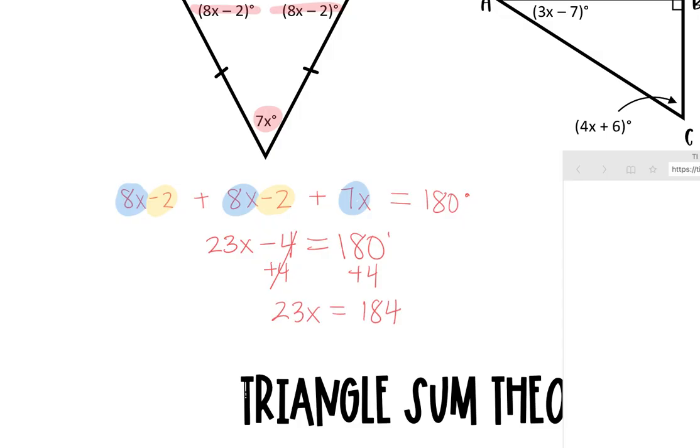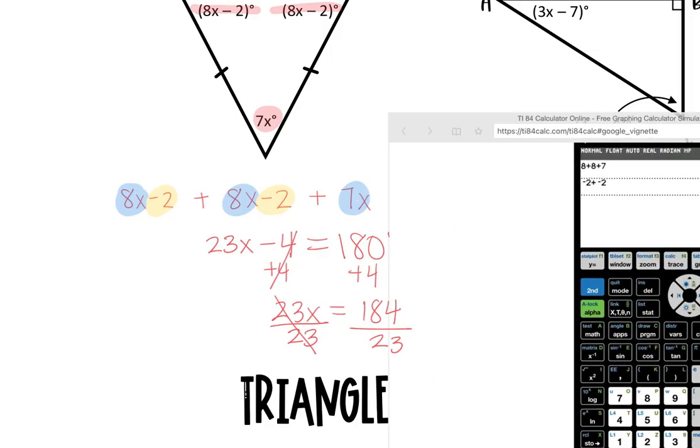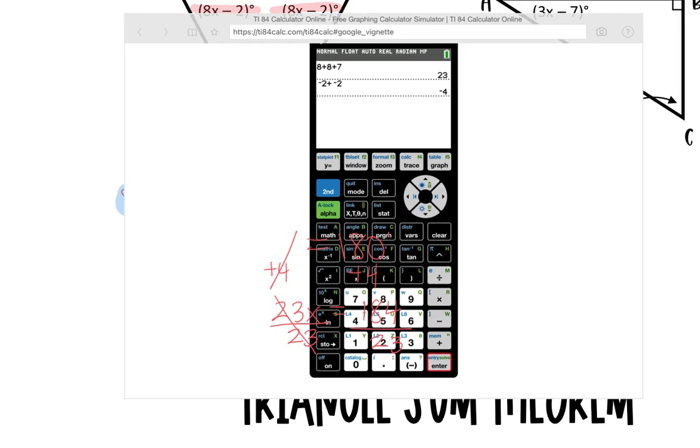Okay, almost there. I don't want to know 23x. I want to know what just one of the x's would be equal to. So to get 1x, I have to undo this 23 that's multiplying with x. So I'll divide by 23, and I have to divide by 23 in the other part. So x is left by itself. Let's bring out our calculator. Let's drag it in. 184 divided by 23.